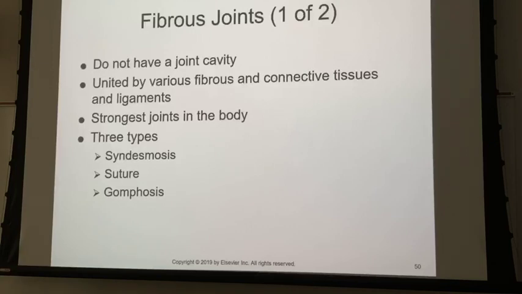So fibrous joints don't really form a joint cavity. Joint cavity is going to have your synovial fluid that acts kind of like a lubrication whenever you bend your elbow. You've got a synovial joint there, synovial fluid, the capsule, and all that. And in fibrous joints, you just don't have that. Right? So we've got three different types. We've got a syndesmosis, we've got a suture, and gomphosis.